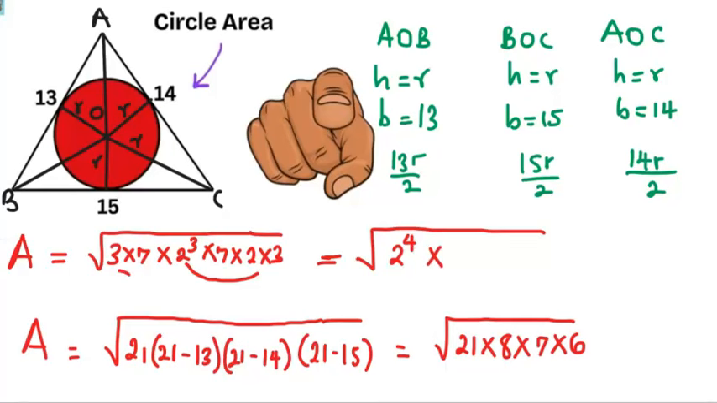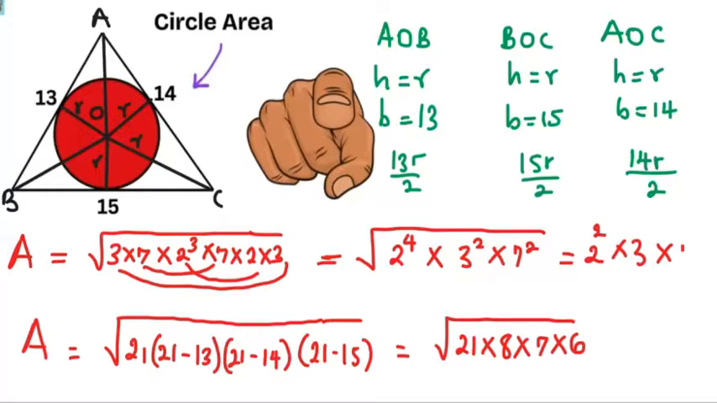times we have 3 times 3 here giving us 3 squared, times we have 7 times 7 here giving us 7 squared. If you take the square root of each term, it simplifies to 2 squared times 3 times 7, right? Which is finally giving us 4 times 21, which is 84 square units. So that is the area of the triangle. It is 84 square units.